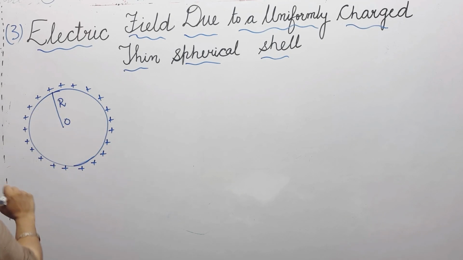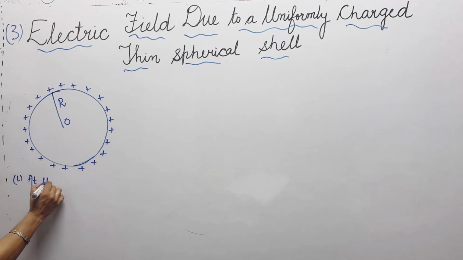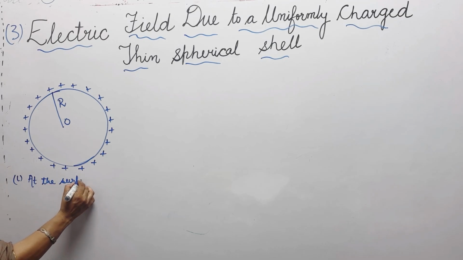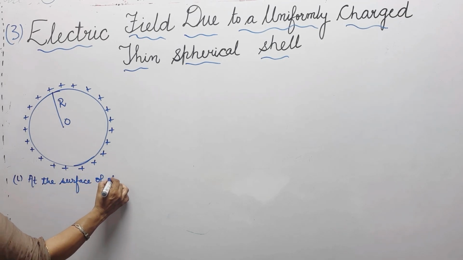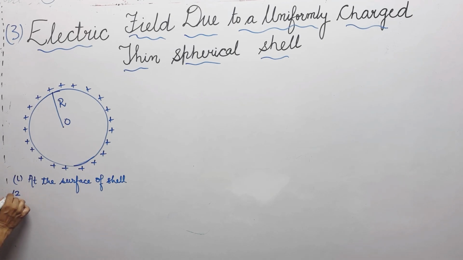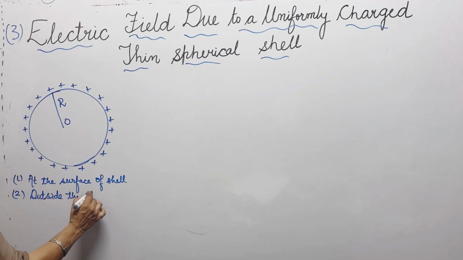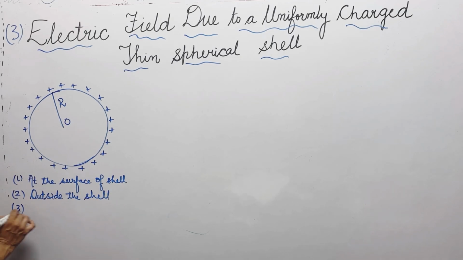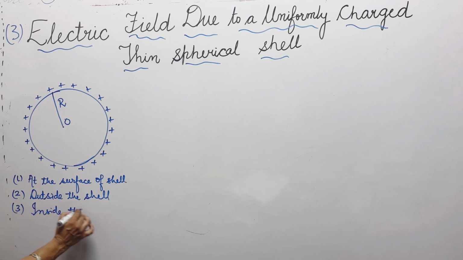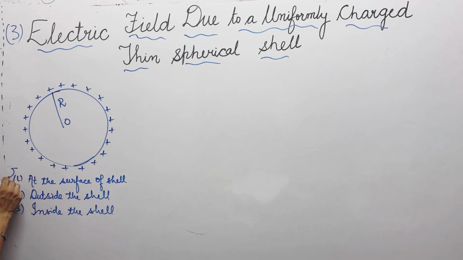due to this thin spherical shell, first at the surface of the shell, second outside the shell, and third point is inside the shell. So at these three positions we are going to find out the electric field, and we'll be using Gauss's law to find it out.